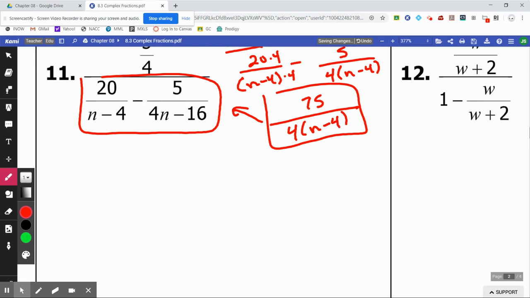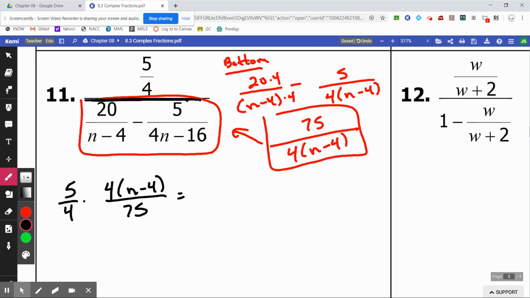So now the top is 5/4. Let me do it in a different color. And we are dividing these two fractions. To divide two fractions, you're doing 5/4 times the reciprocal of the bottom, which is 4 times n minus 4 over 75. So that's your new problem.